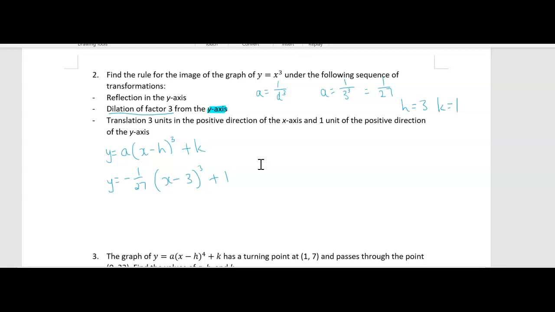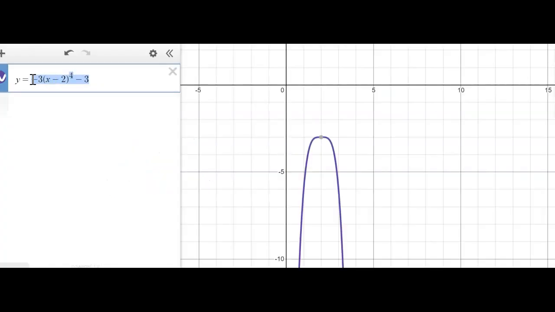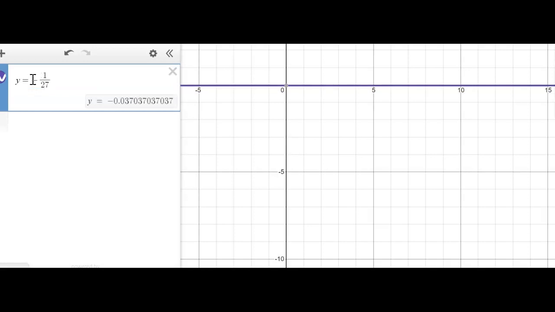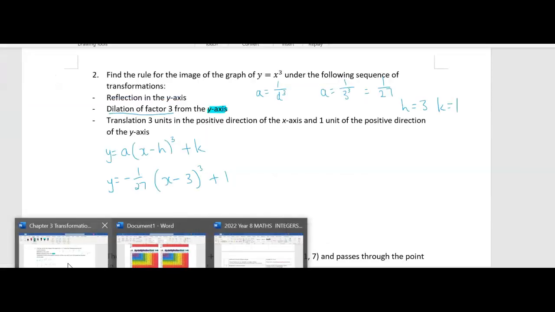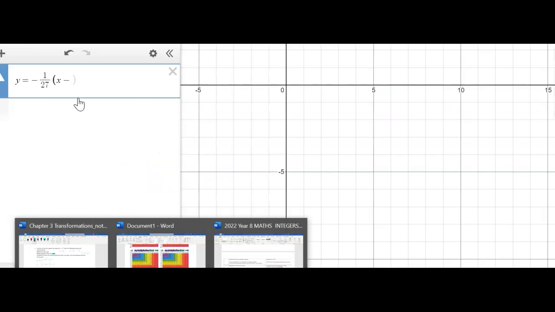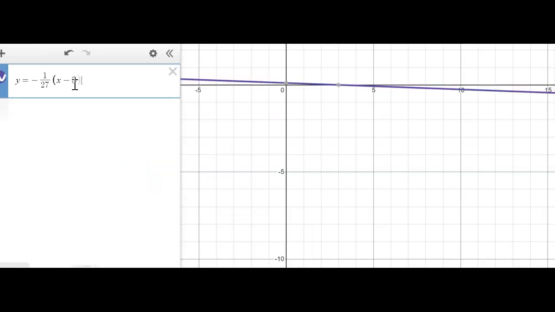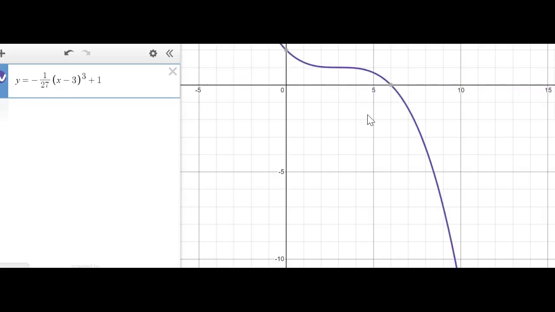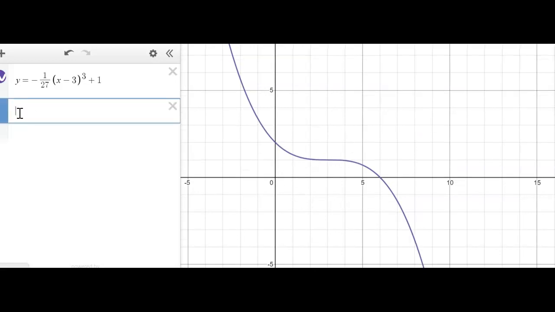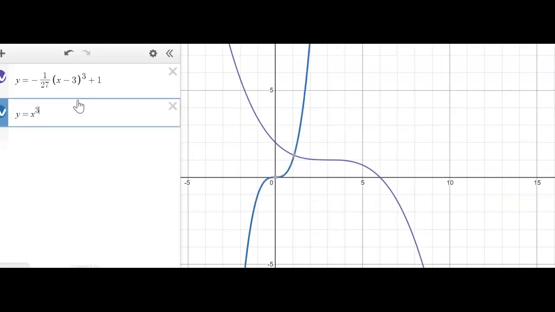All right, so let's put that into Desmos just to check, because it's always nice to check. Let's see if I can remember what it was. Is it 3? Okay, awesome. 3, and it was a cubic plus 1. Okay. So there's our cubic. Let's just draw the basic cubic just to compare. All right, so there it is. So you can see it's been reflected.